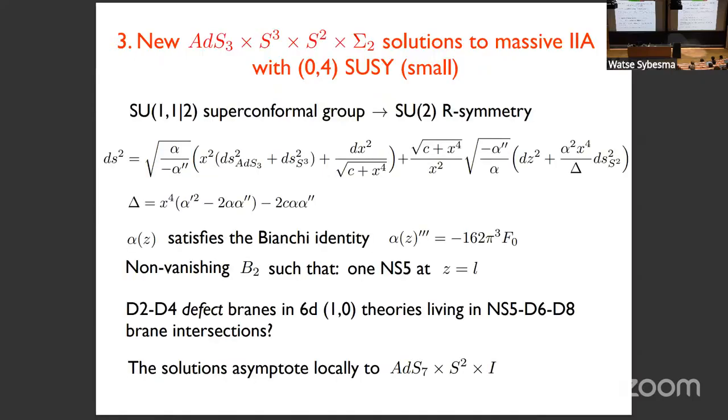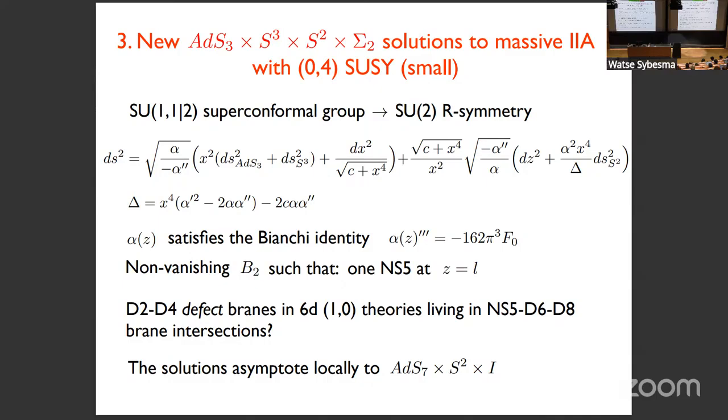And now I may have 5 minutes left, or even less. So I will very quickly discuss these other solutions that we constructed years ago to massive IIA supergravity, which have 0-4 supersymmetry, small, which means SU(2) R-symmetry, and which have this form here. These are solutions that contain an AdS3, an S3, and S2. They contain two non-compact directions, and we set out to try to interpret them in terms of describing surface defects within some higher dimensional CFT.